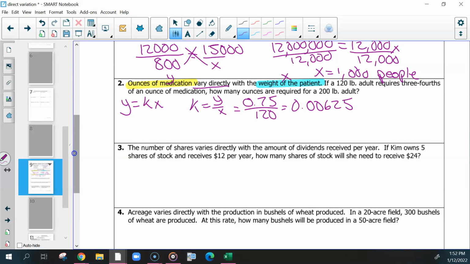Yeah. A lot of the times with these, unless they're big numbers like the first one, the K value, if you solve it this way, is going to be some sort of decimal. And that's okay. So now that we know our K value, we know our equation is Y equals this decimal, 0.00625 X.